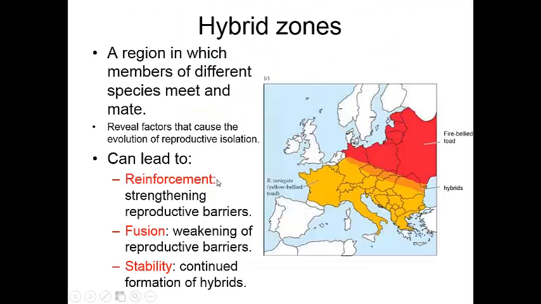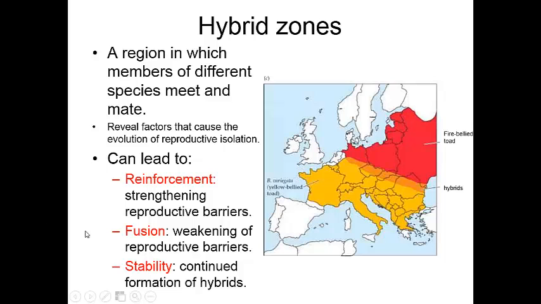Hybrid zones are regions where members of different species meet and mate. Hybrid zones are analyzed to study reproductive barriers. In order for two different species to mate and produce hybrid offspring, they have to be fairly closely related. Three things can happen to a hybrid zone.